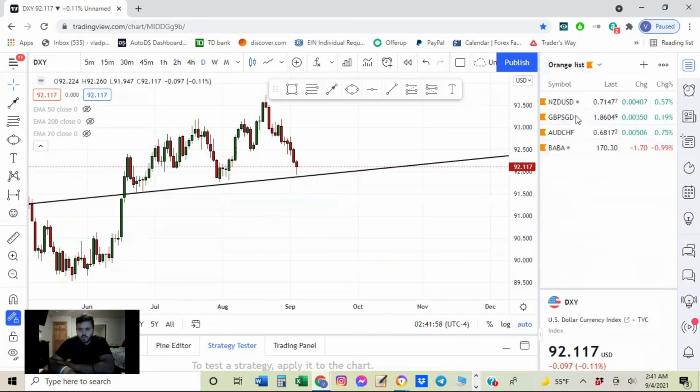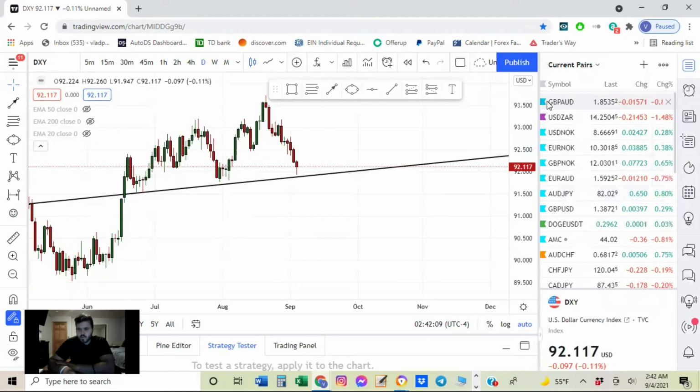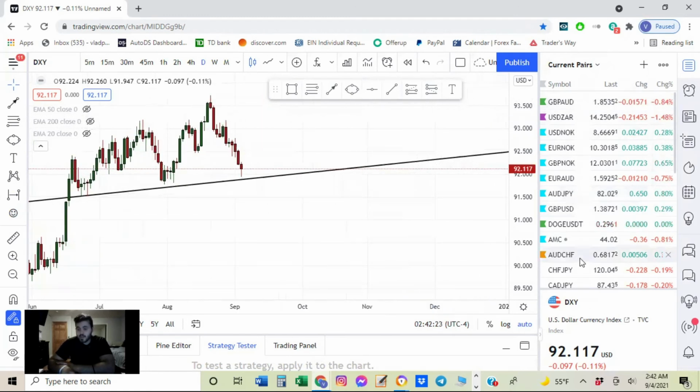You can even look here, like you have red list. You can basically look at whichever list you color code here. Basically, you can organize. Like I can do red for scalp, I could do blue for day trade, and another color for swing. Whatever helps you organize, and you can see everything clearly.